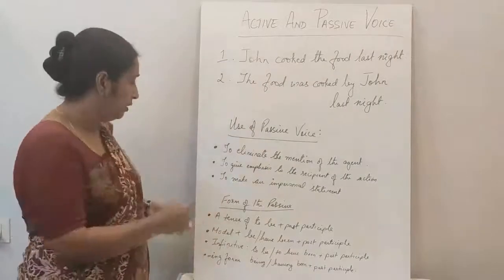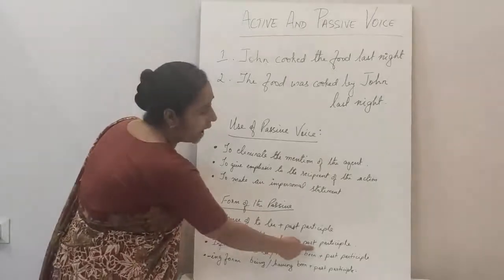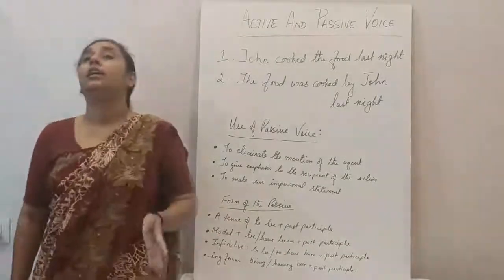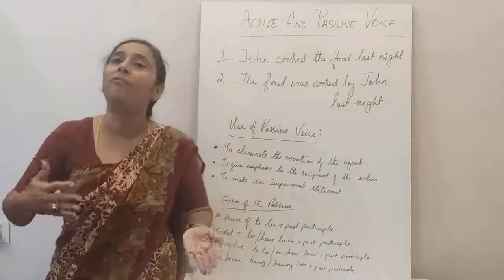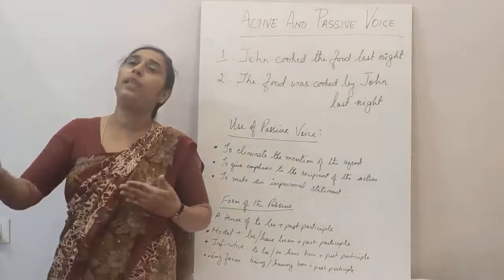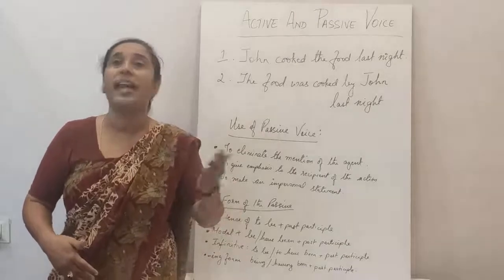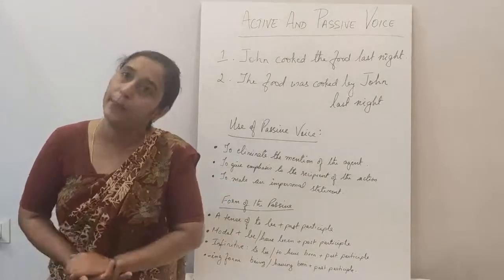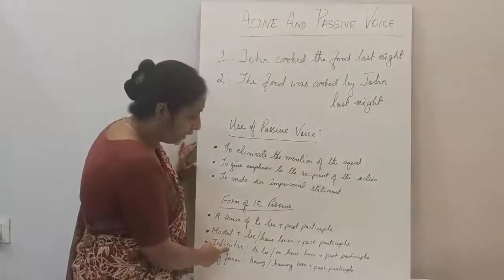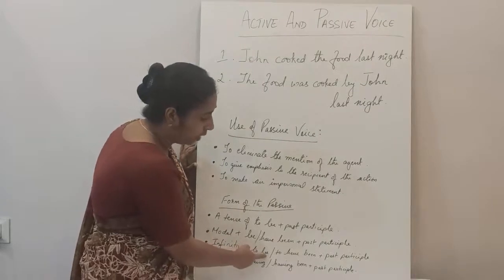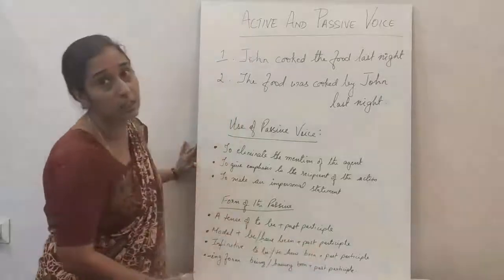Then we have modal plus be or have been plus past participle. That is, in active voice we say he may or may have cooked the food. The same thing when we say in passive voice, we say the food may be or have been cooked by him. Then we have infinitive, that is to be or to have been plus past participle.